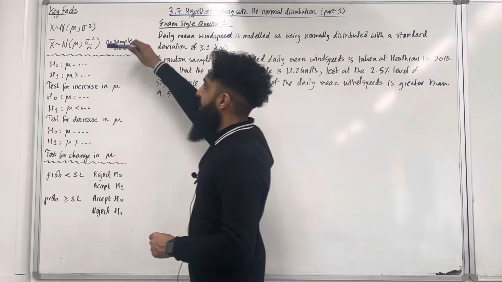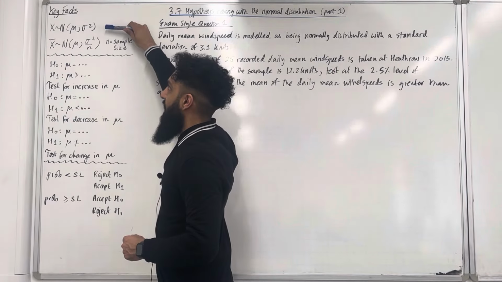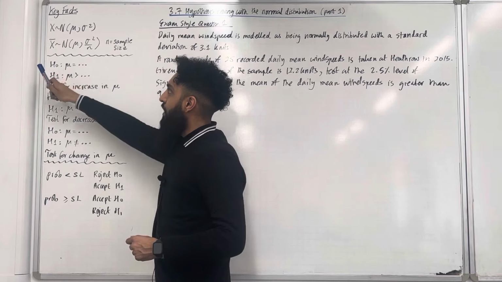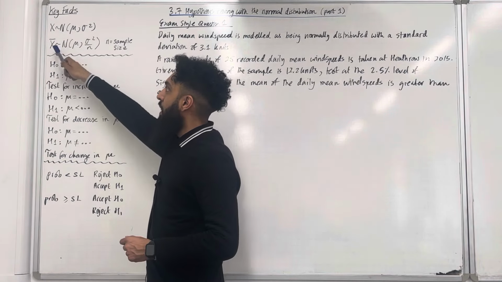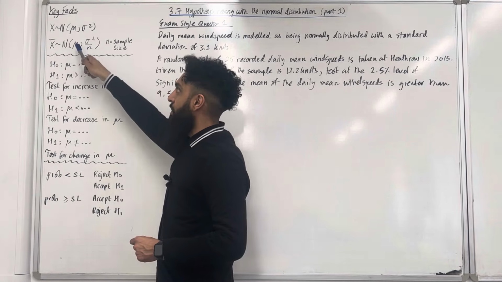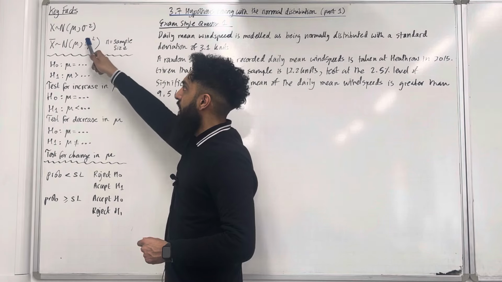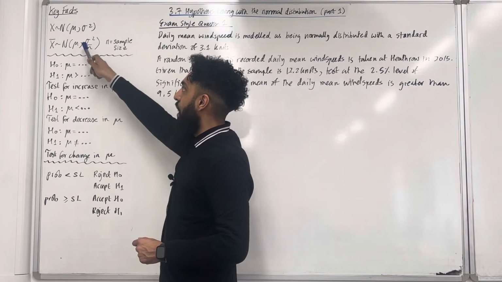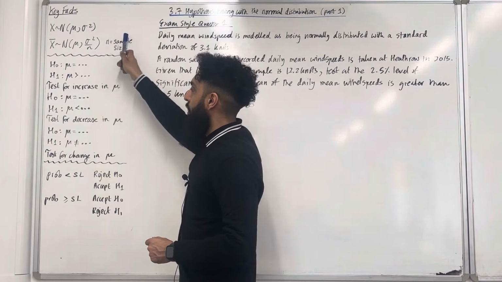So we have that x follows a normal distribution with mean mu and variance sigma squared. The sample mean of x, denoted by x bar, follows a normal distribution with the same mean mu, but the variance changes. The variance is given by sigma squared over n, where n is equal to the sample size.